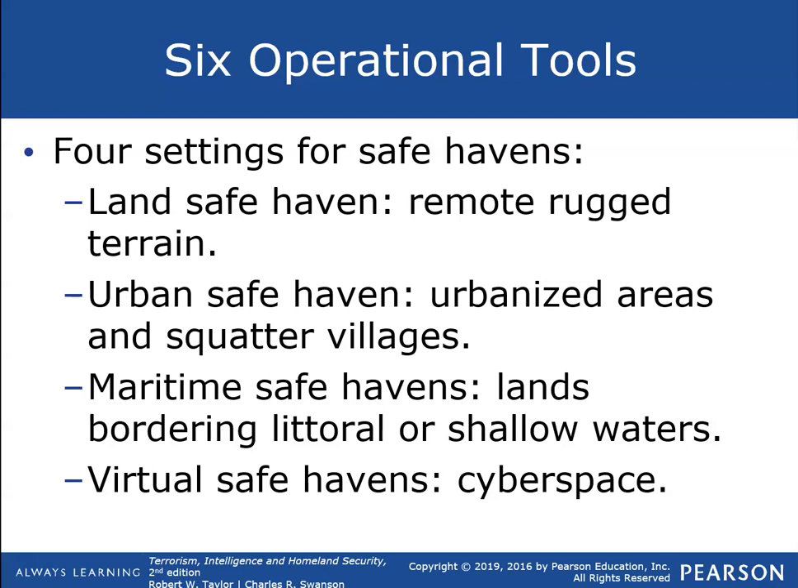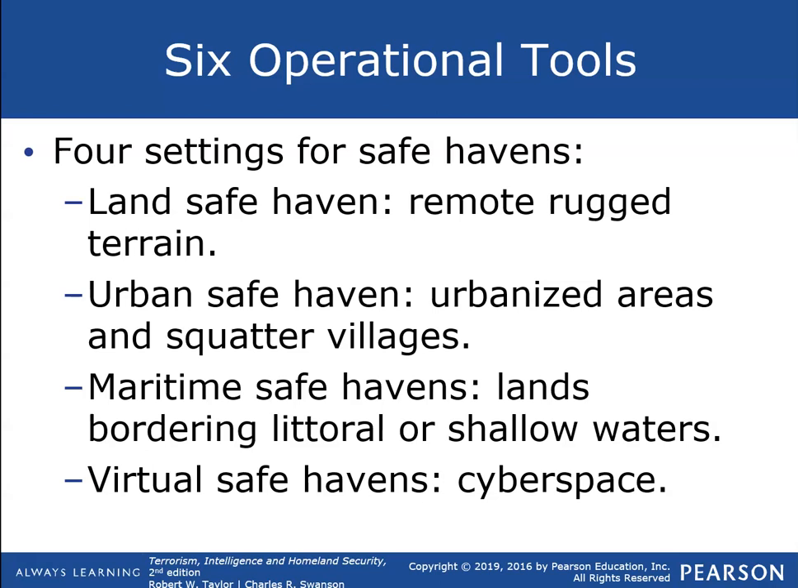And these are areas that are situated on lands that border shallow waters, such as the 7,100 islands in the Philippines, as well as along the rivers that flow to the ocean. And these types of safe havens allow terrorists to move equipment and personnel from one country to another rapidly on the vastness of the waterways, the oceans, to take advantage of the poorly monitored coastlines. So a lot of times that's a great way to move weapons, etc., from one place to another.